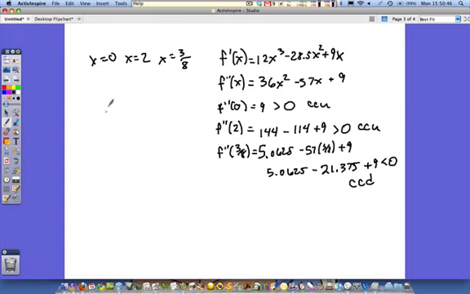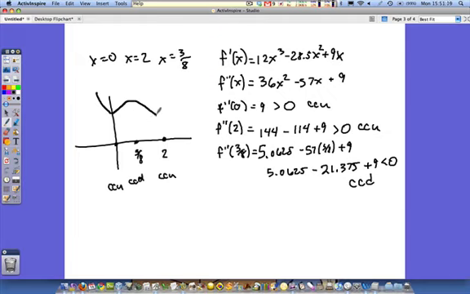So check it out. If we have a graph with 0, 3/8 and 2, this is concave up, this is concave down, this is concave up. It means the graph has to go something like this. Concave up, concave down, and then concave up. So that means this point has to be a min, this point has to be a max, this point has to be a min. And we did it! Yay!